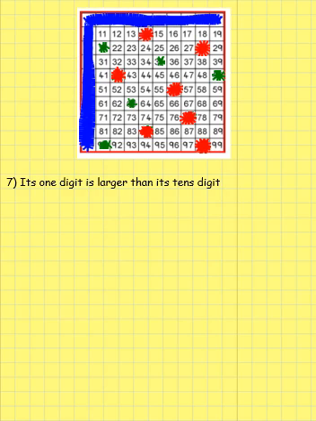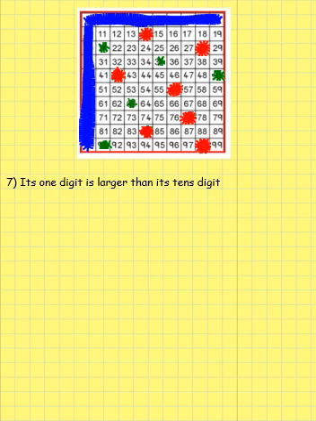The next one then, its ones digit is larger than its tens digit. So here we're looking at the ones and tens columns in our numbers, and we're looking at the numbers that have a larger number in the ones column than in the tens column. So if I have a look at the numbers that I've got, 21. That's not going to be the case, is it? Because my ones digit is smaller.